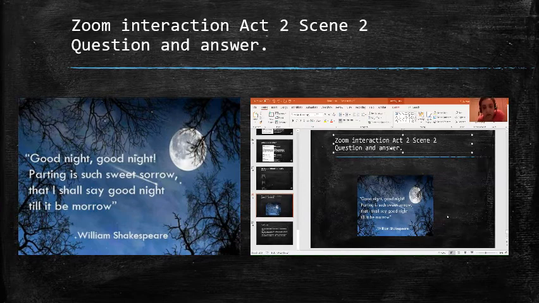So they are saying, good night, parting is such sweet sorrow that I shall say good night till it be morrow. So they are hopeful that they can see each other the following day. So they don't want to say goodnight. Does it mean that? Yes, it does mean that, but they are content with saying good night because they are hopeful that they will see each other the following day. Oh, okay. Thank you.